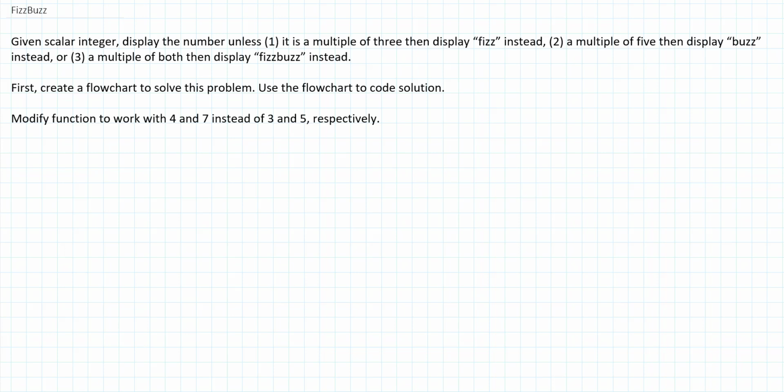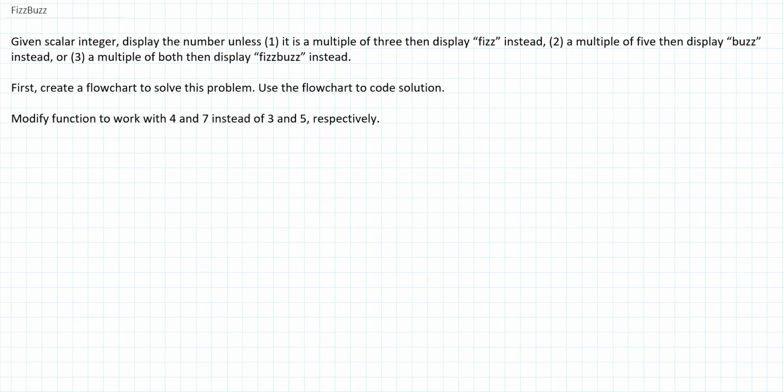So we're going to create a function that takes in a scalar integer and then is going to do different things depending on its value. So if the value we're given is a multiple of 3, we're going to display or print fizz. If it's a multiple of 5, we're going to print or display buzz. If it's a multiple of both, then we're going to show fizzbuzz. And if none of those are true, then we're going to just show the value of the integer itself.